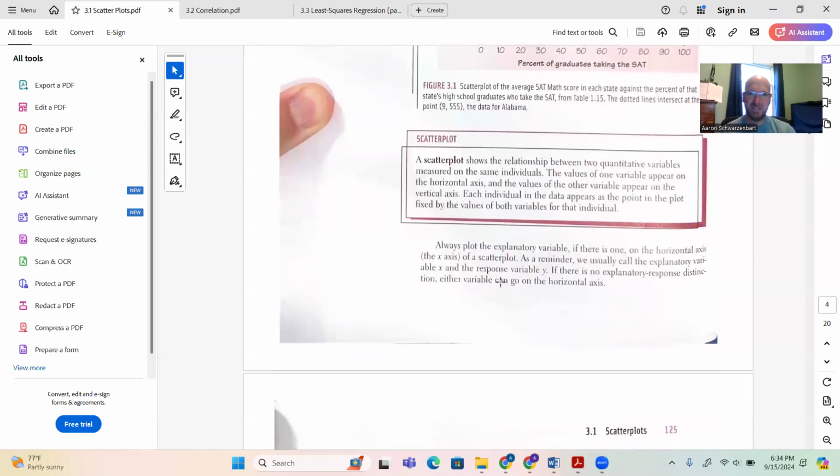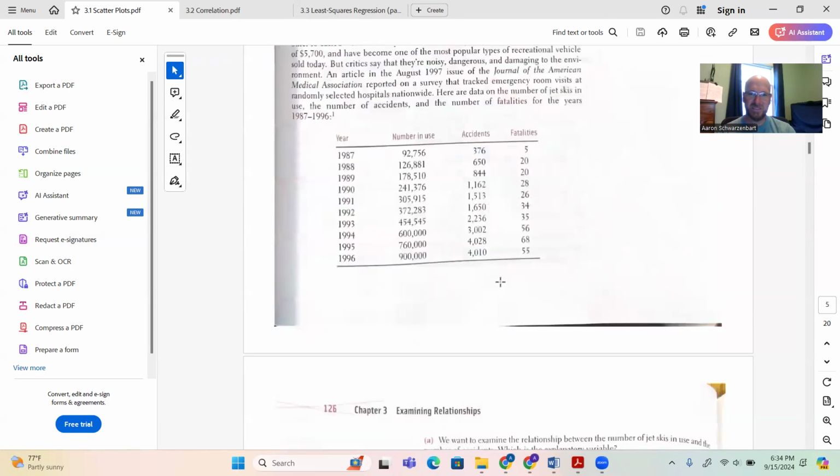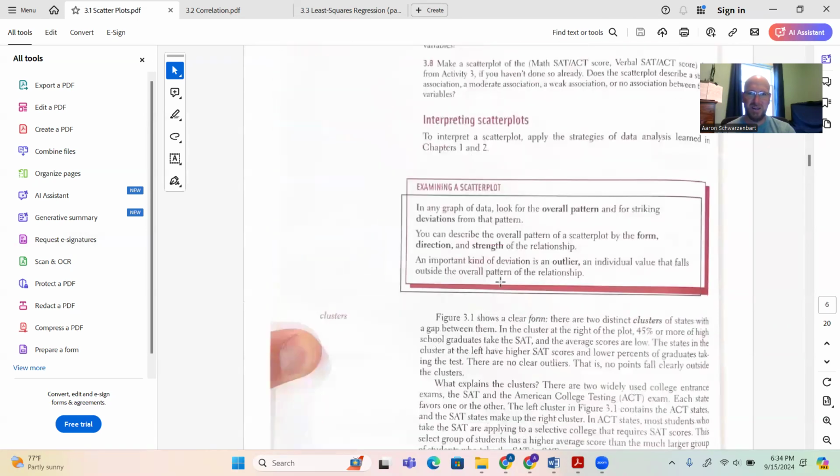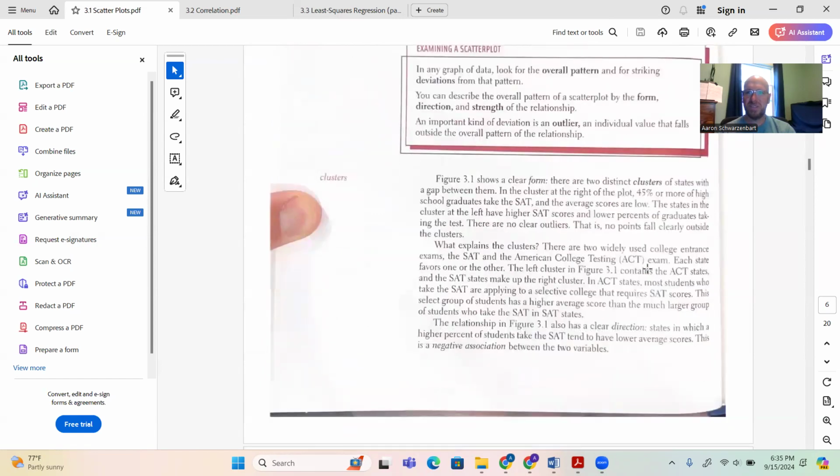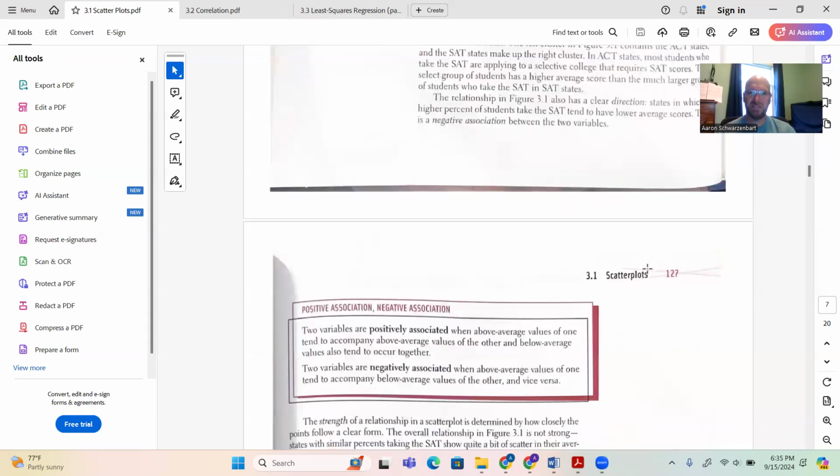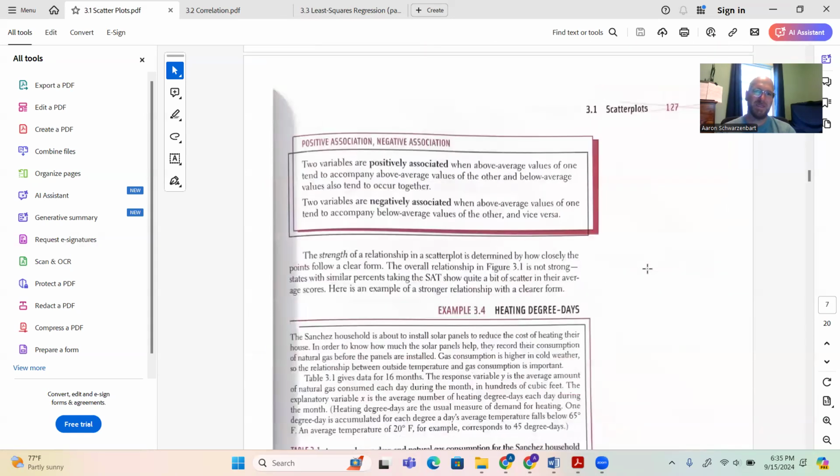So there's your scatter plot. You've been making scatter plots for years. Examining a scatter plot, things we're looking for: overall pattern, any striking deviations from the overall pattern. You can describe the overall form of the scatter plot in form, direction, and strength of relationship, and any kind of deviation is an outlier or potentially what we will later call an influential observation. Scatter plots are positively associated. You've drawn regression lines through these things before.